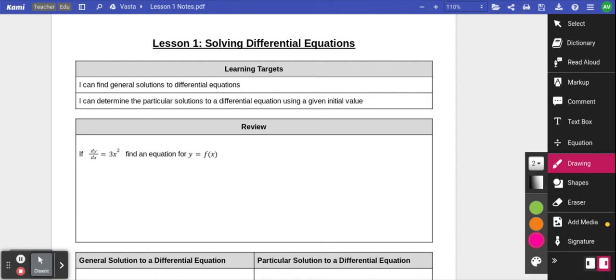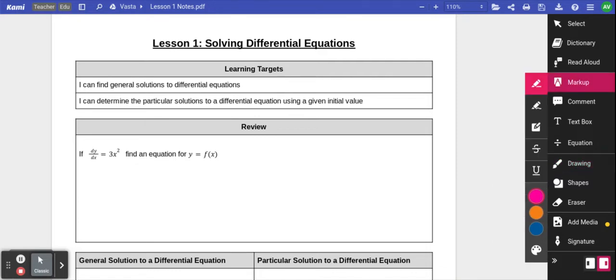Hi everybody, and welcome back to the video for lesson 7.1, which is all about solving differential equations. Now we have two learning targets today. The first learning target is to find a general solution to a differential equation, and the second learning target is to find a particular solution to a differential equation. But in order to do that, we're going to need to be given an initial value.